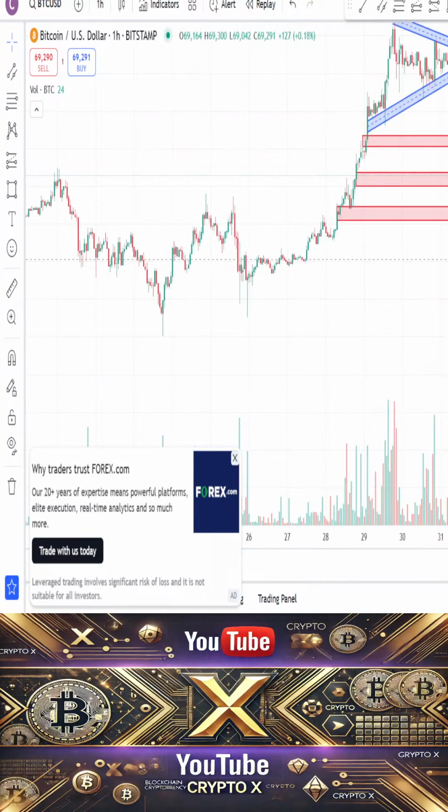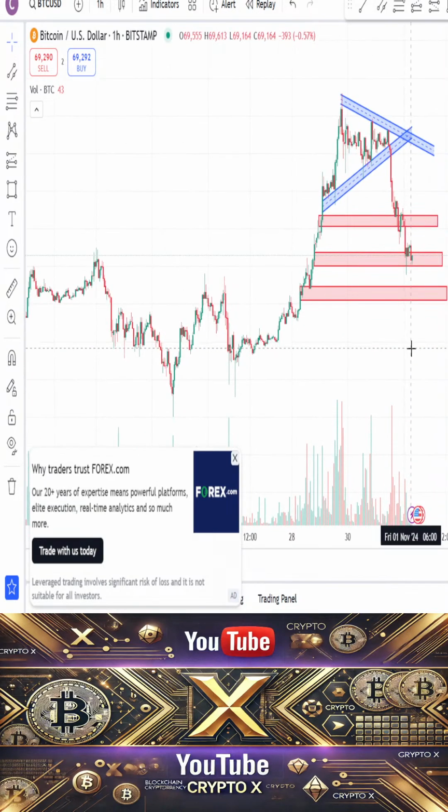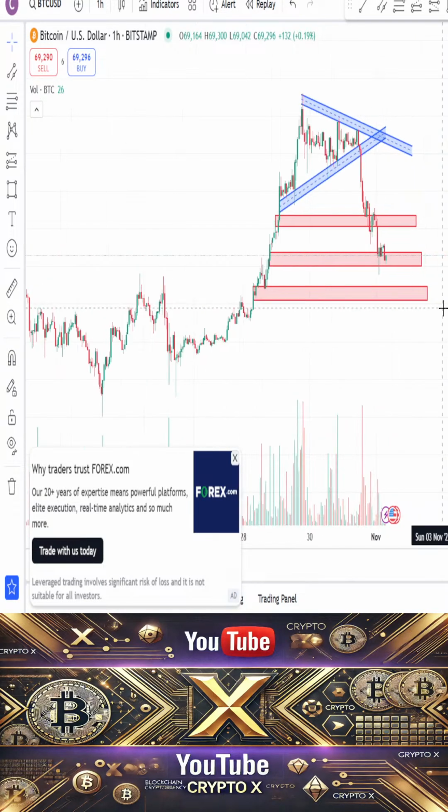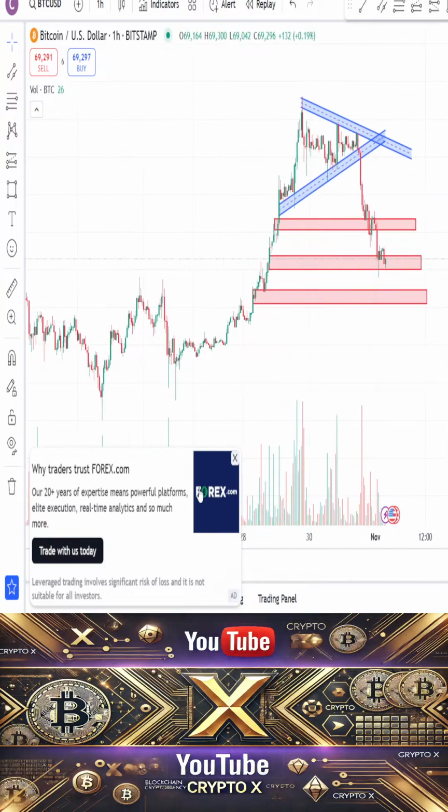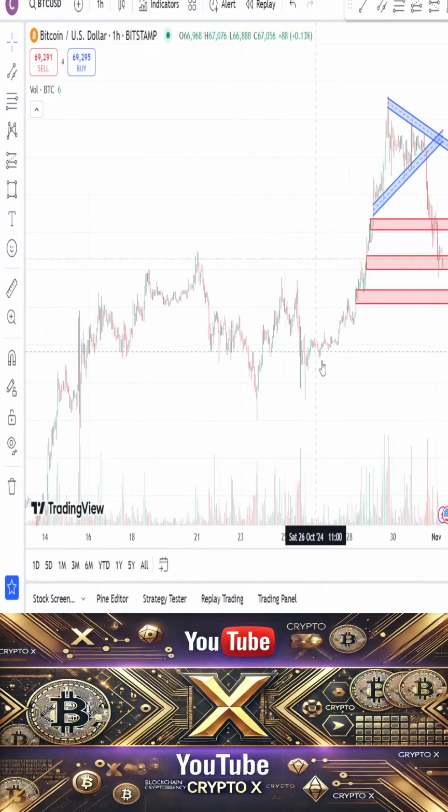Try to do a little bit more in center. This much is good. Yeah.